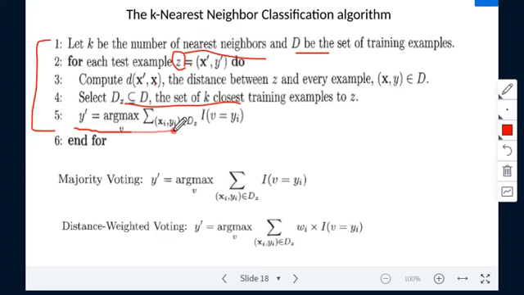If there are two different categories among them, then we have to go for majority voting. The majority voting formula is this: y' equals argmax over v of the summation, over (xi, yi) belonging to Dz, of I of v equals yi.